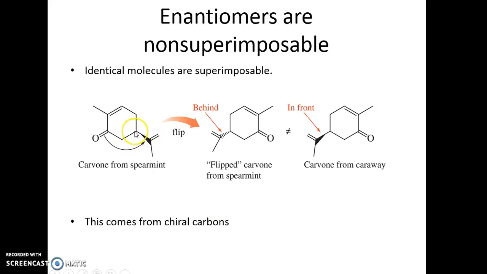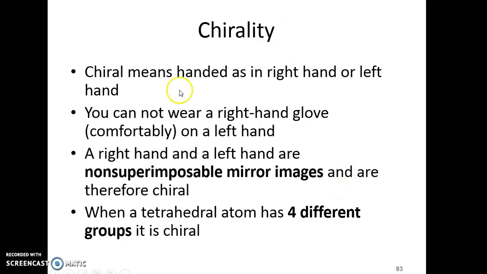This all comes from this carbon right here, which we call chiral. And we call carvone from spearmint and carvone from caraway enantiomers. Enantiomers are non-superimposable mirror images. It all comes from chiral carbons. Chiral means handed. So go ahead and put your hands in front of your face and look at them, and you can see that they are mirror images except for maybe a ring or a scar that you might have on your hand. If you were to take your right hand and try to insert it into your left hand, you would find that the palm would be on the wrong side and it would just be wrong.